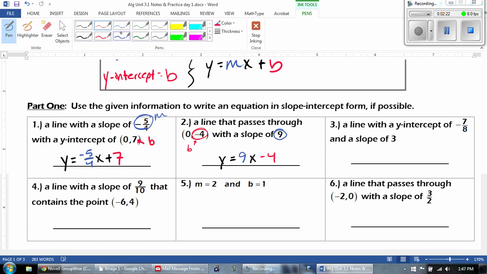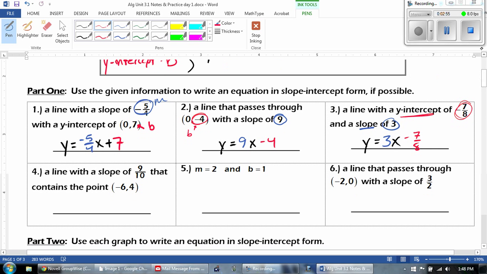Okay, and we just have to pay attention to the words because in number 3, you're like, oh, fraction, that's my slope. No, this time it's the y-intercept. So the y-intercept of -7/8 and the slope of 3. So y equals 3x, and then it's minus 7/8. Okay?